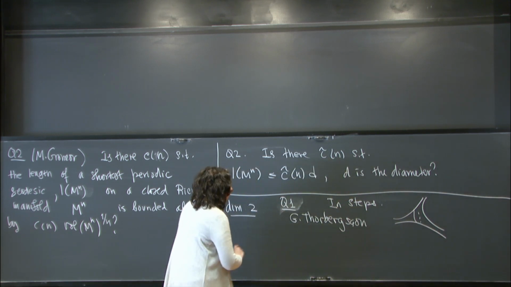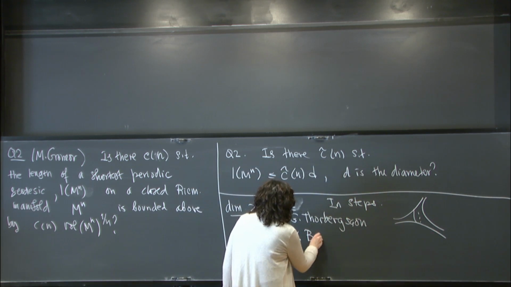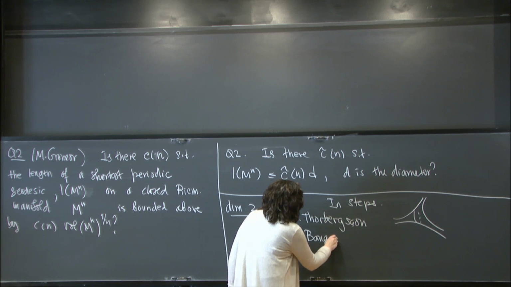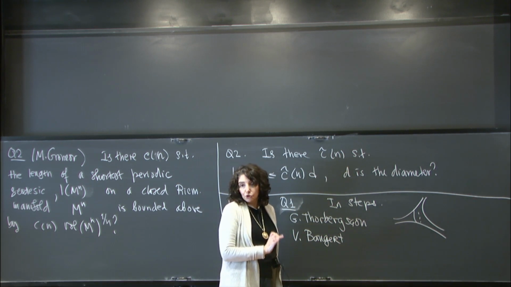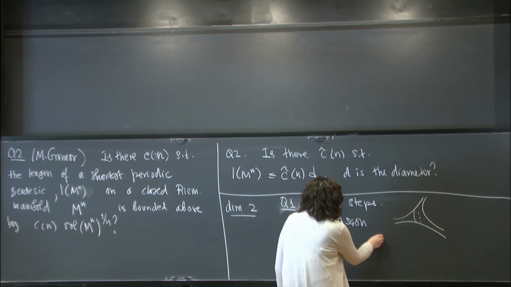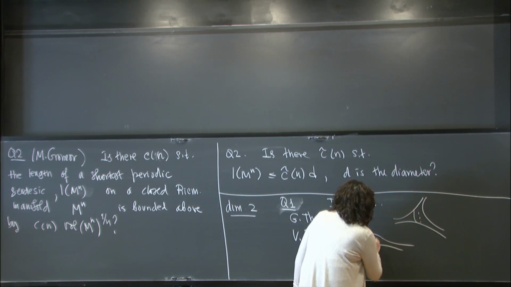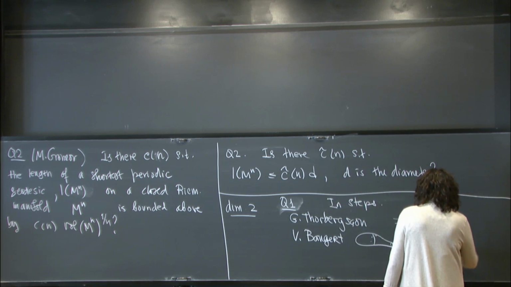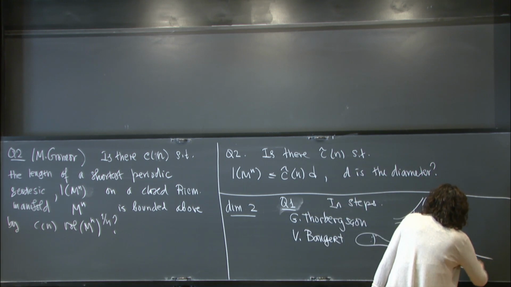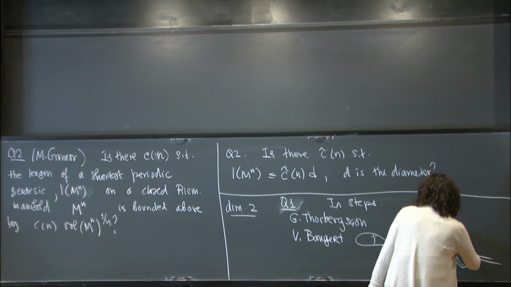Okay, and then Victor Bangert dealt with a more complicated case of no more than 2 ends. So he dealt with situations, well, something like this, or something like this. So they obtained the answers to question 1.